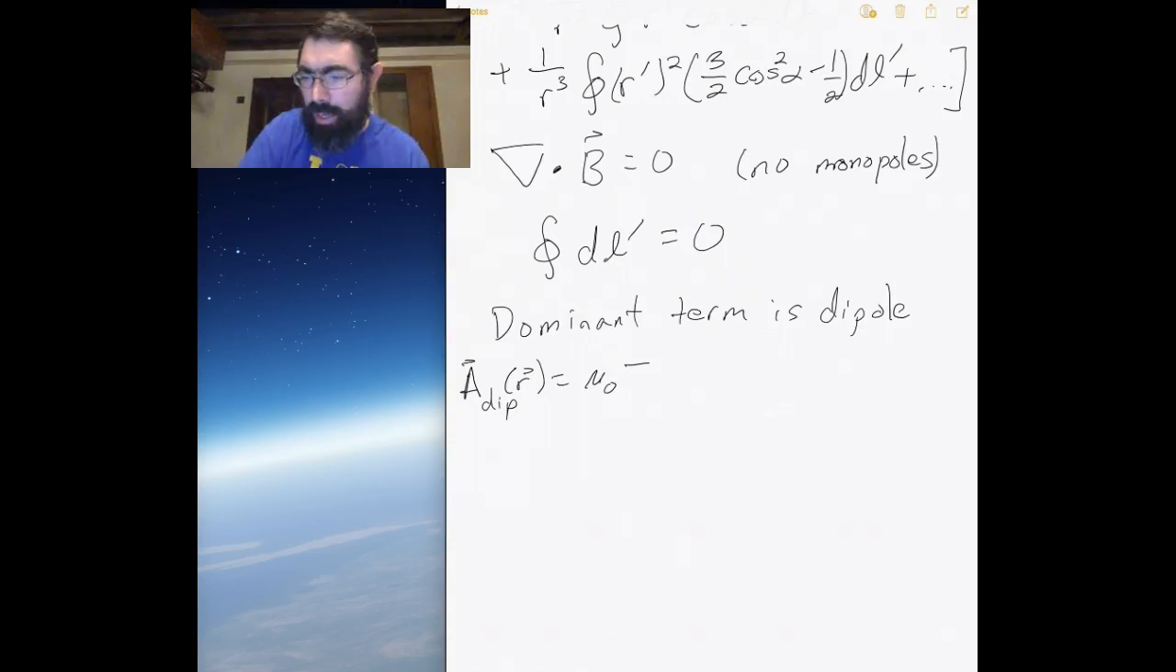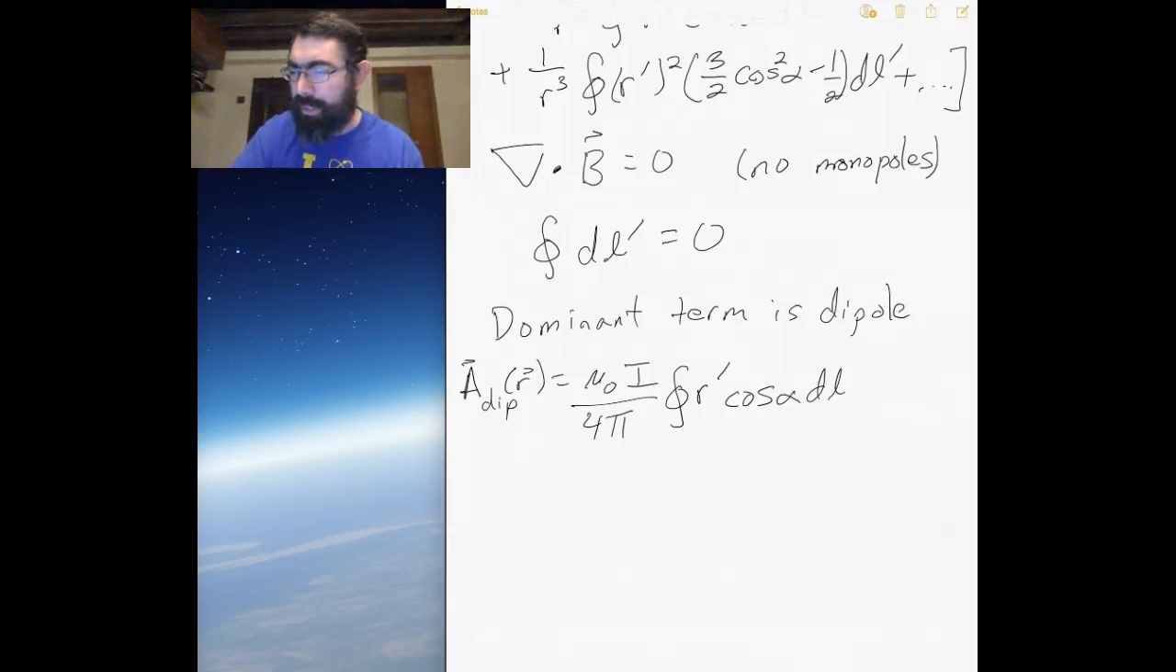Mu 0 I over 4 pi, the integral, r primed. So this is the n equals 1 term, cosine alpha dl prime, and the one thing I missed was the r squared out front. Okay, so here is our term. So now we can integrate this.